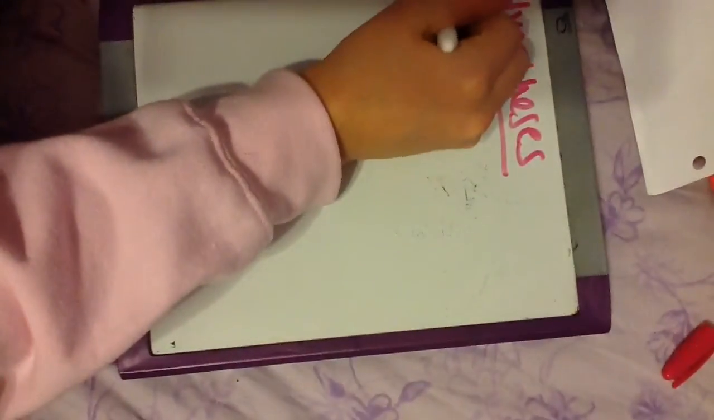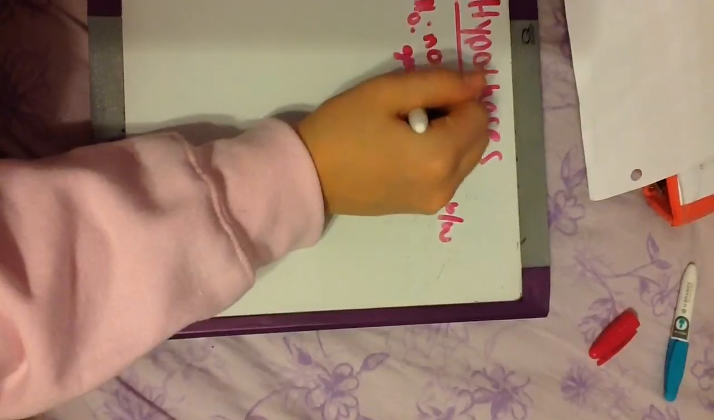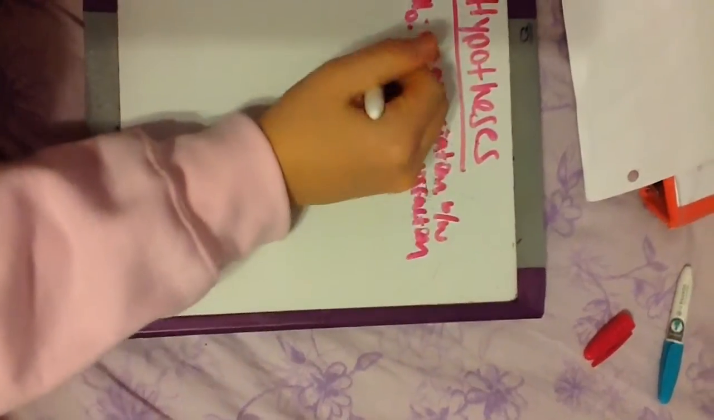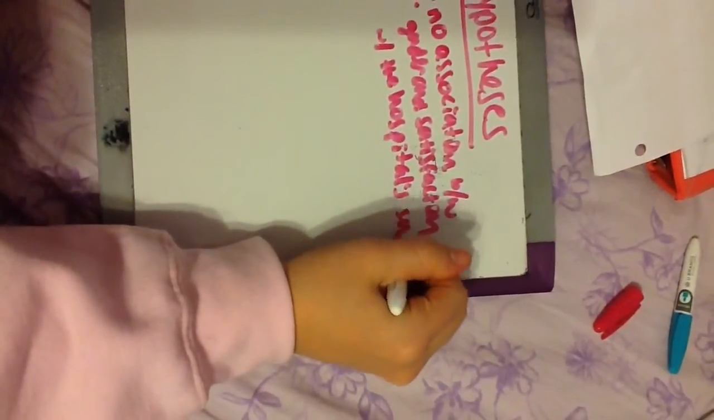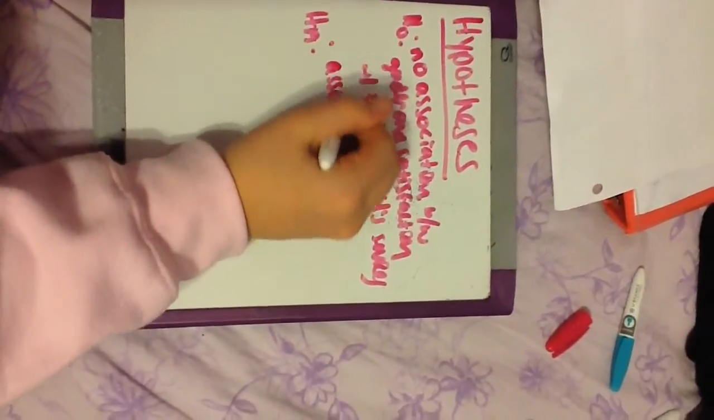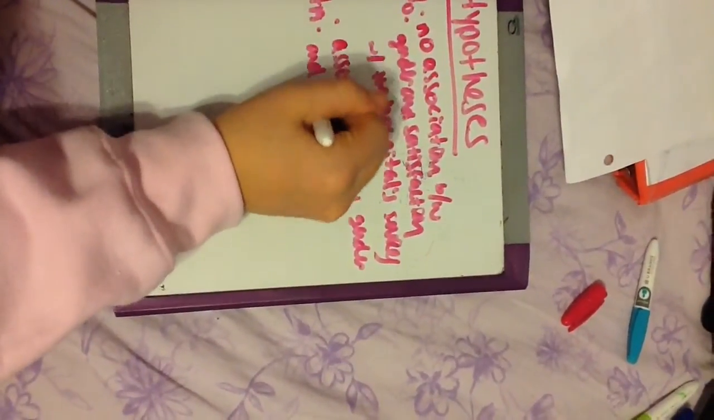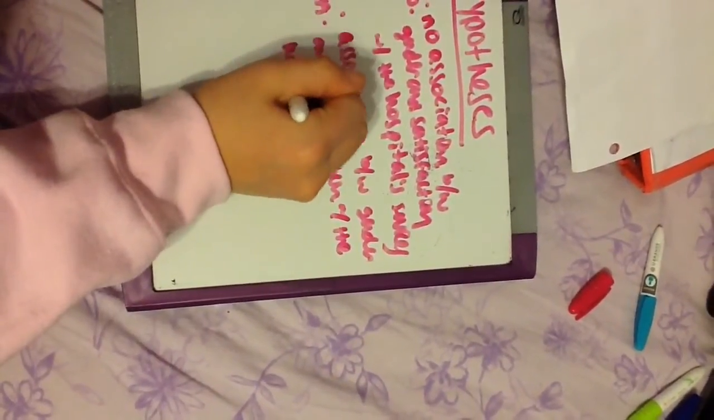We need a null hypothesis, which is going to be that there is no association between gender and satisfaction with the hospital's services. And our alternative hypothesis is going to be that there is an association between gender and satisfaction with the hospital's services.